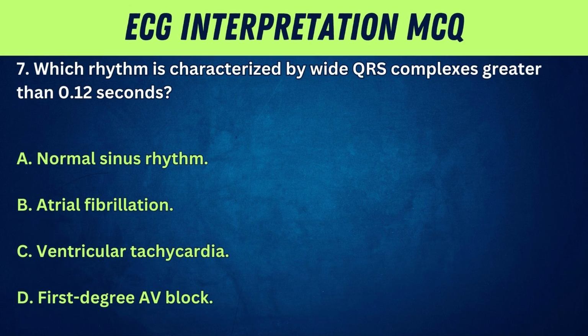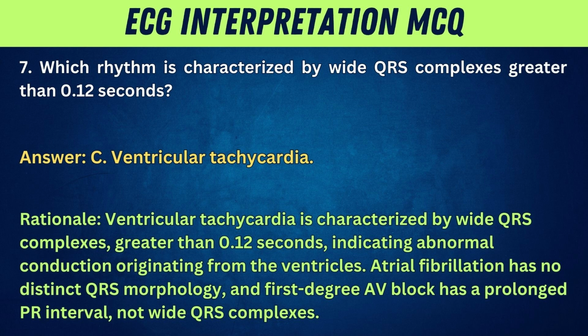7. Which rhythm is characterized by wide QRS complexes greater than 0.12 seconds? A. Normal sinus rhythm. B. Atrial fibrillation. C. Ventricular tachycardia. D. First-degree AV block. Answer: C.